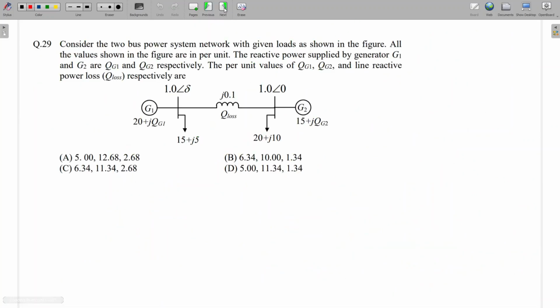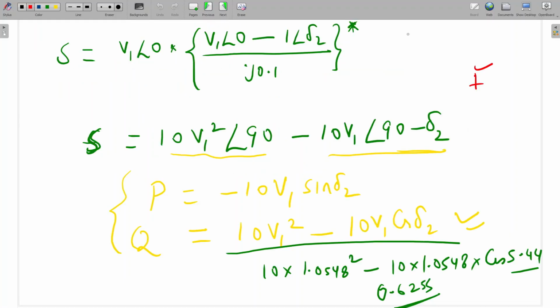So I, how can we calculate? I will be V1, which is 1.0548 angle minus 5.44, minus 1, divided by J 0.1. Okay, so this is the value of I. Can anyone calculate the magnitude of this current? They have calculated.